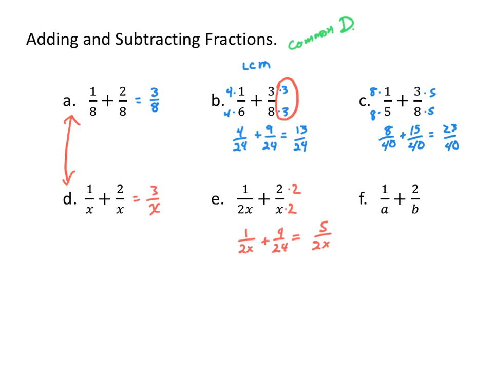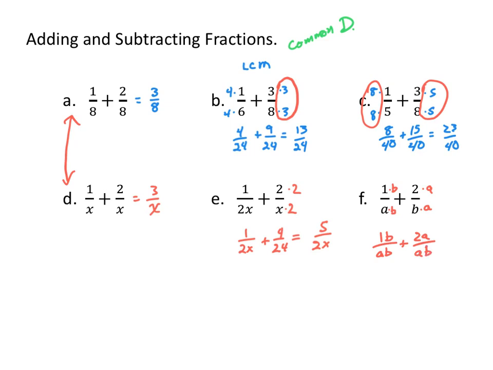Nice. What if the denominators have nothing in common? Well, then we can multiply them together just like we did on problem C. If we multiply this one by b and this one by b, just like up here we multiplied by 8 and 8. If we multiply this one by a and this one by a, just like up here where we multiplied that one by 5 and that one by 5, then we'll have 1b over ab plus 2a over ab.